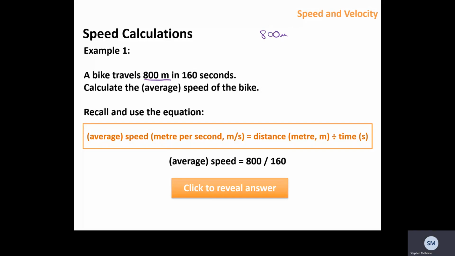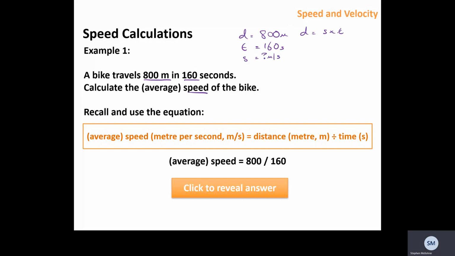I know that m is the symbol for meters, and that d is the symbol for distance, in 160 seconds. 160 s. I know that s is the unit for time. Calculate the average speed of the bike. Speed is equal to, I don't know how many meters per second. Find the equation from my list of equations.